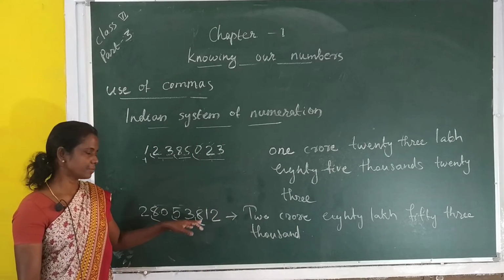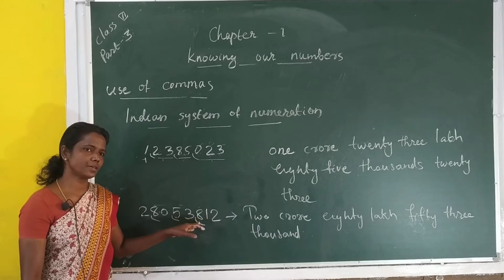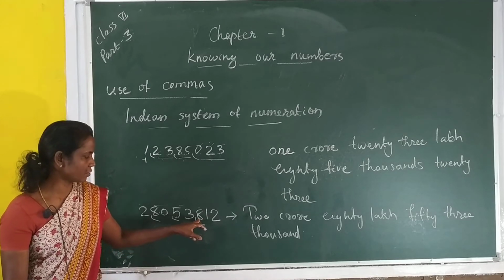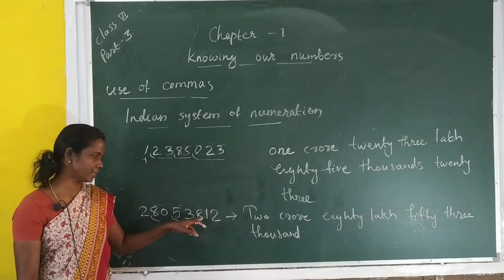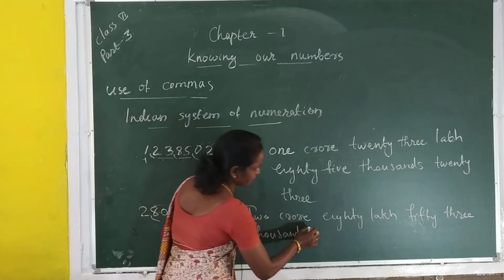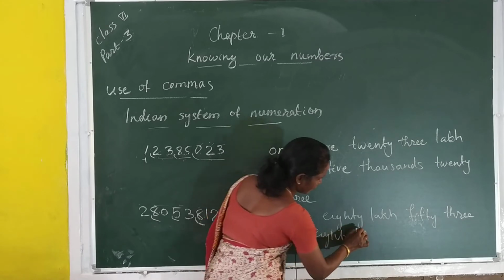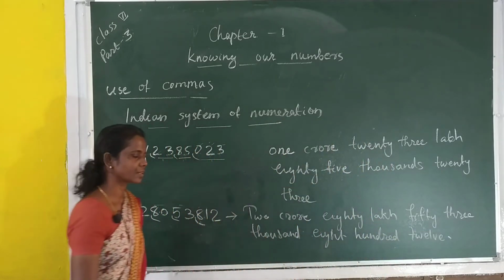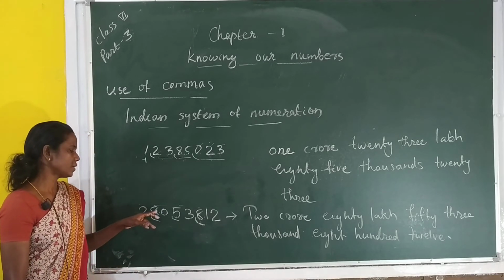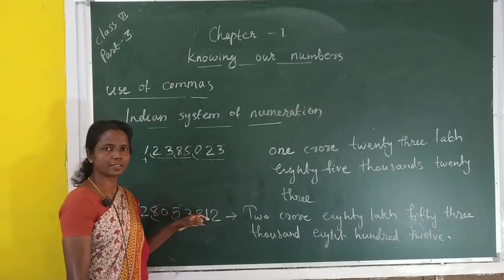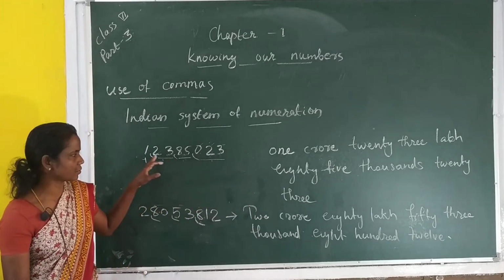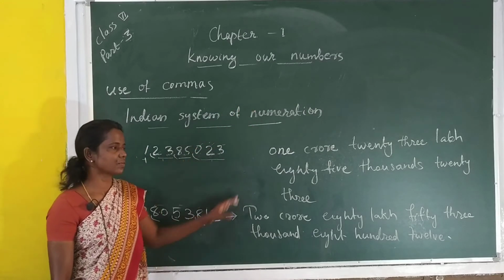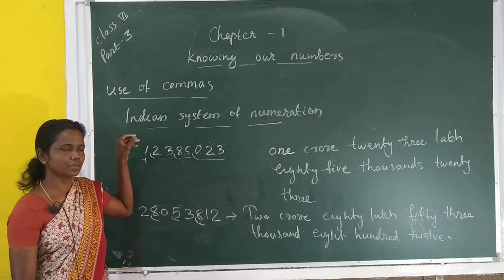The next place, means next period, once period, we do not use the name of the period, you write only the digits. Period digits here, look, how many digits? 3 digits, and read this as 812. Then write 812. Is it clear? How to read this number? 2,80,53,812. Is it clear? How to write numbers or how to read numbers in the Indian system of numeration? Use of commas in the Indian system of numeration.